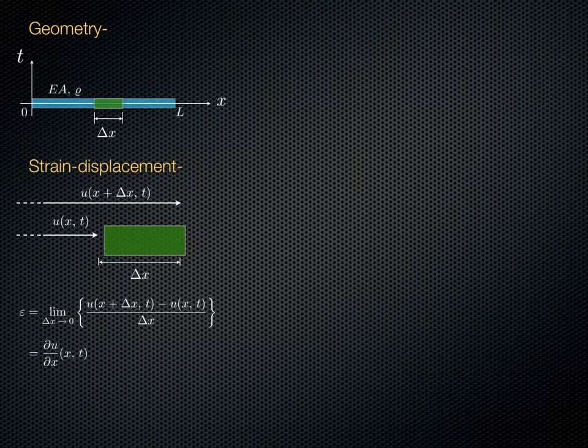And we're then going to take the limit as delta x goes to 0, and thereby obtain a pointwise description of strain and how it is related to the displacement field u, which is going to be our field variable in our governing equation ultimately. So what we have here is that the strain at any given point at any given time is equal to the partial derivative of the displacement field with respect to x, evaluated at whatever time and position we choose.